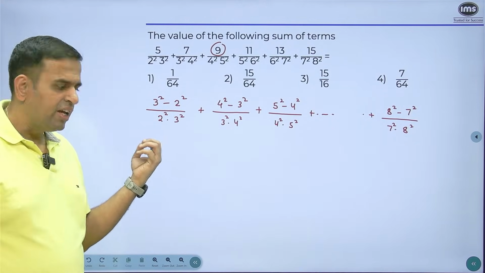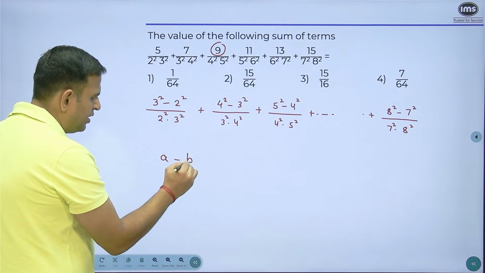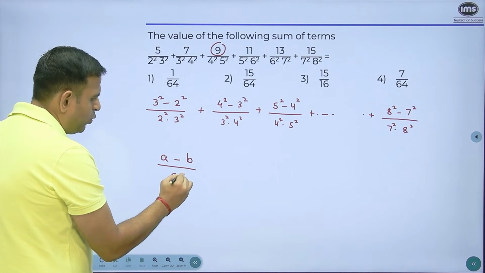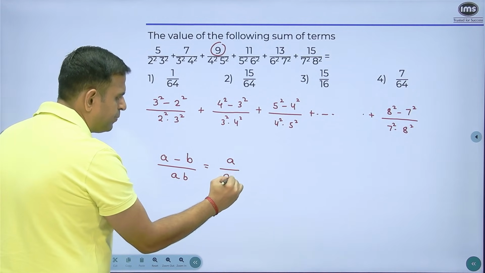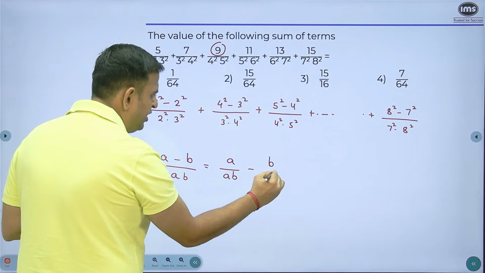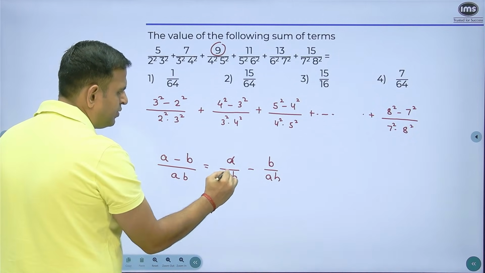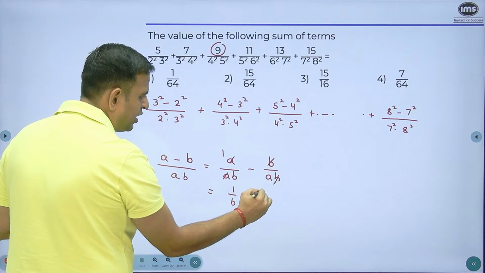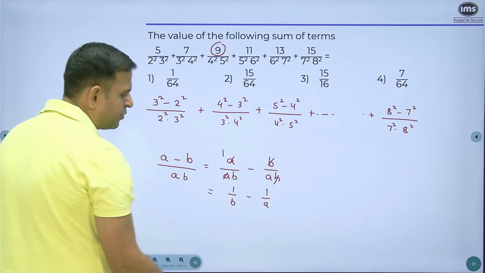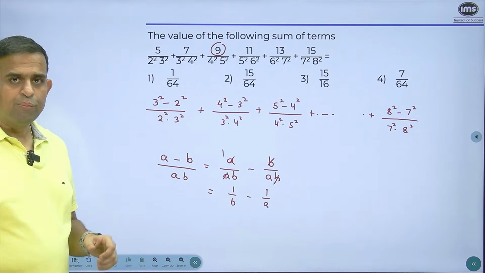So understand, if I give you something in this form, A minus B upon A into B, this I can write as A by AB minus B by AB. In other words, this will simply become 1 by B minus 1 by A. So in the same way, I want to use this particular thing in our given problem.